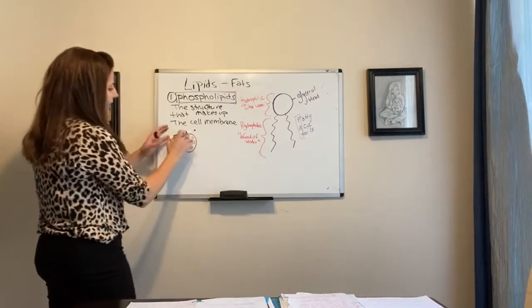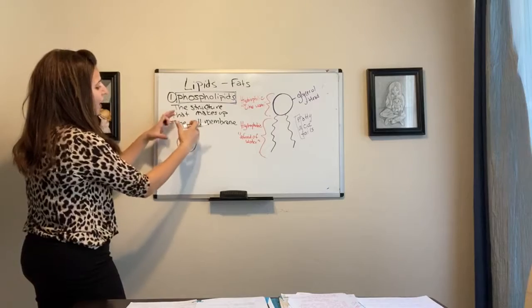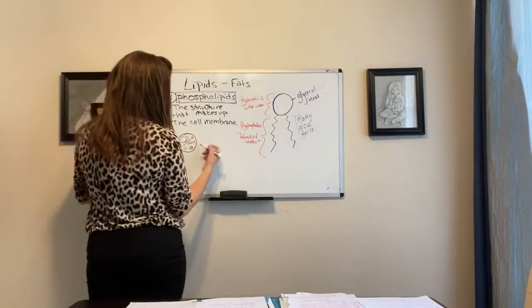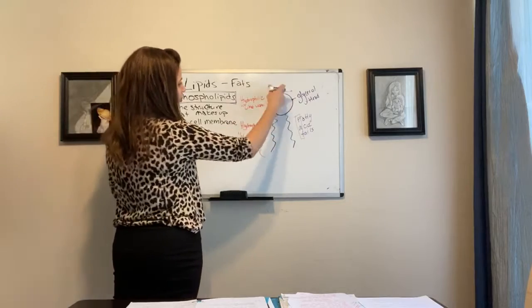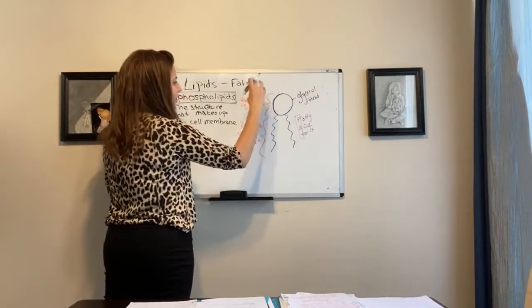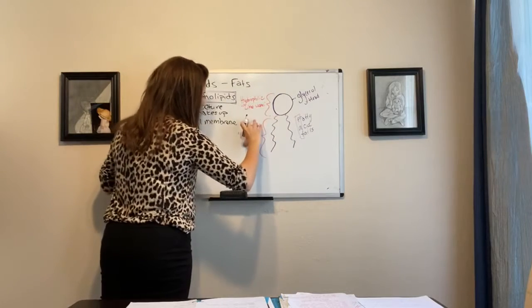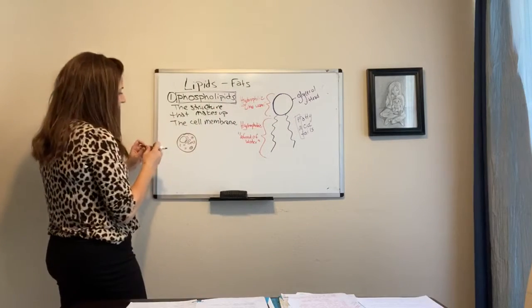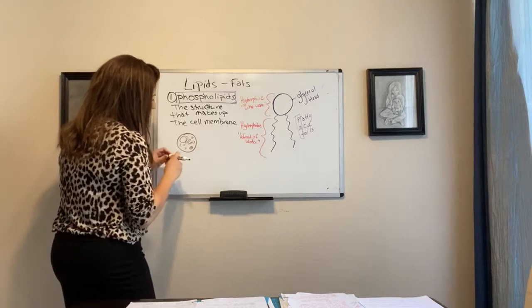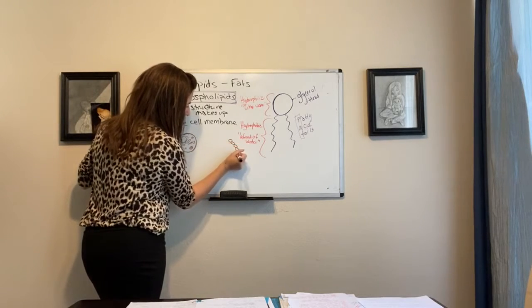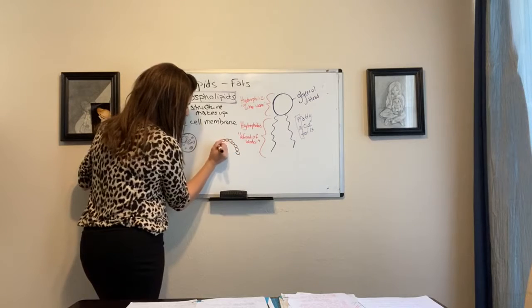So how is this phospholipid layer, this cell membrane, structured? If we see the structure here, the glycerol head is hydrophilic, and the fatty acid tails are hydrophobic. And basically what's going to happen is it's going to arrange itself in this kind of circle.